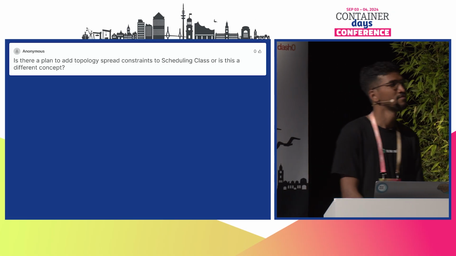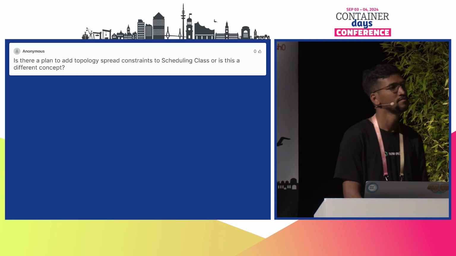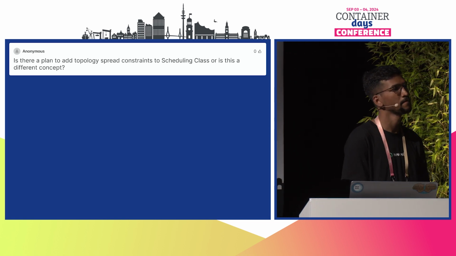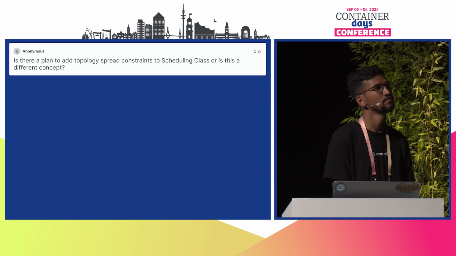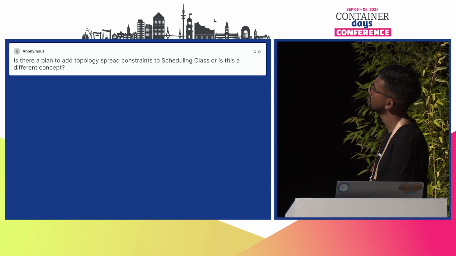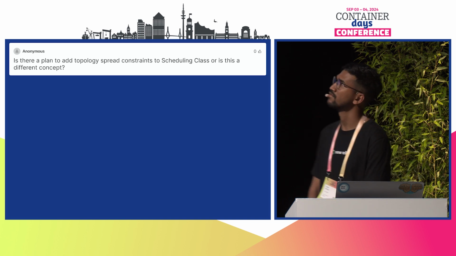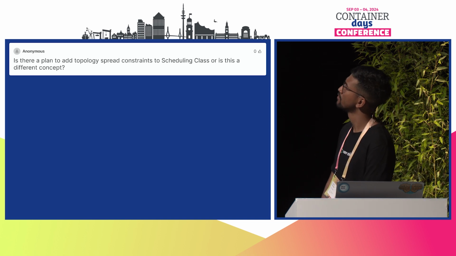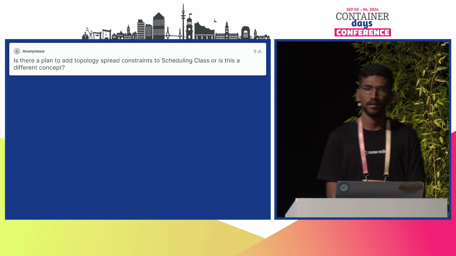Thank you for the session. So again, if you want to ask questions, use the app. We're using Slido, as you already know. We have one question, but I have two next for you anyway. Is there a plan to add topology spread constraints to scheduling class, or is it a different concept?